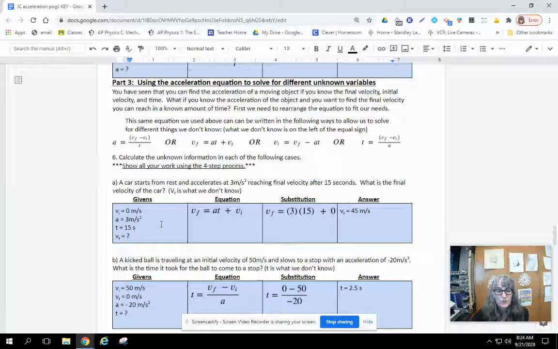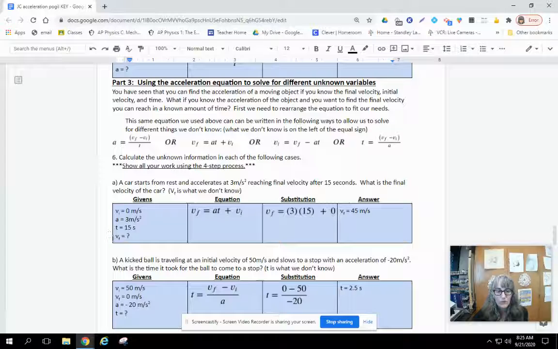So the car starts from rest and accelerates at 3 meters per second squared. Notice that that looks different than a speed. Instead of having 3 meters per second, there's a little squared on there that tells us that it's not a speed, that it's an acceleration. It reaches a final velocity after 15 seconds. So we start from rest, so that's our V initial. Our acceleration is 3 meters per second squared. Our time is 15 seconds. We want to know what is the V final.